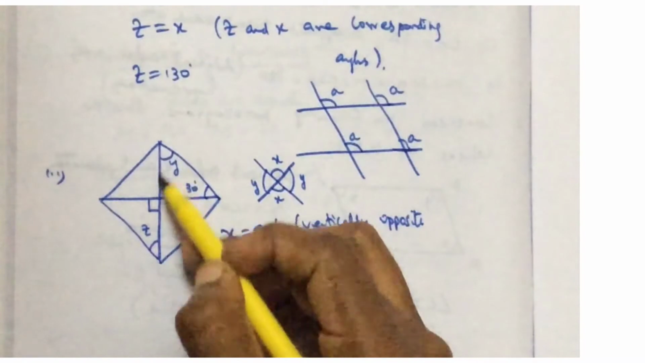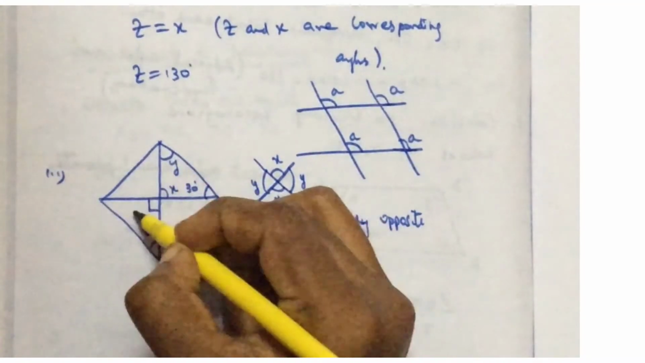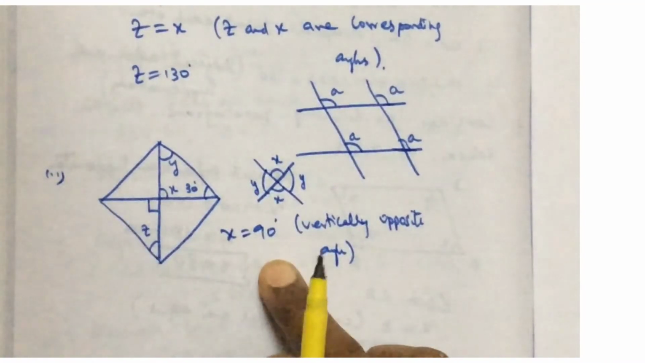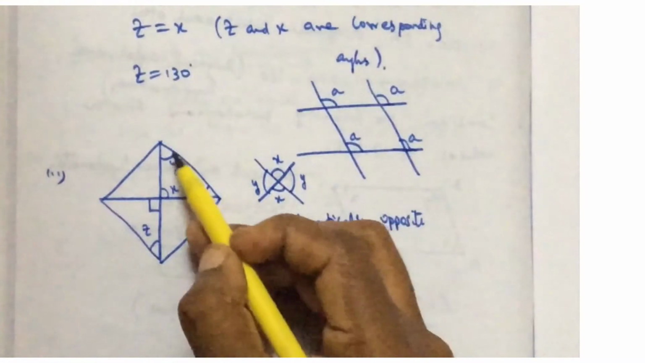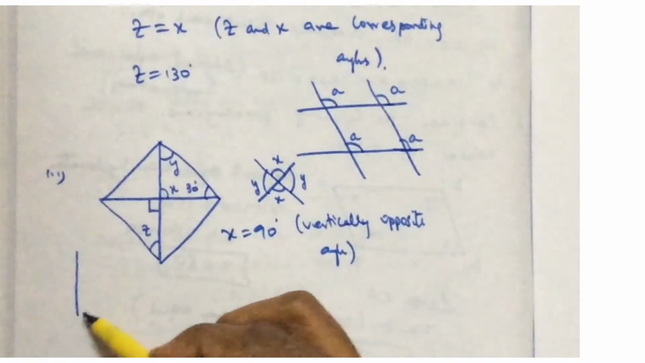If you see here, these two angles will be equal. These are vertically opposite angles. If this is 90 degrees, this is also 90 degrees. So, X is 90 degrees. Here you can see there is a small triangle. I will draw that. This is a triangle.